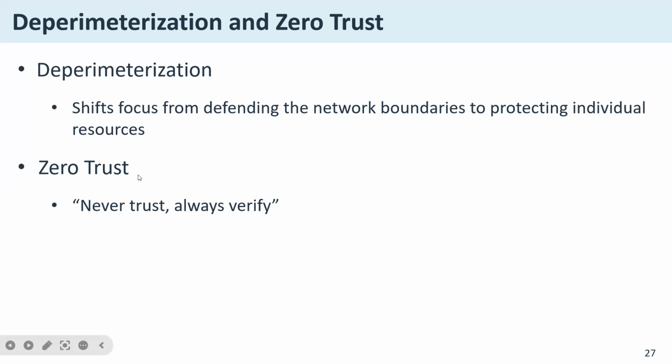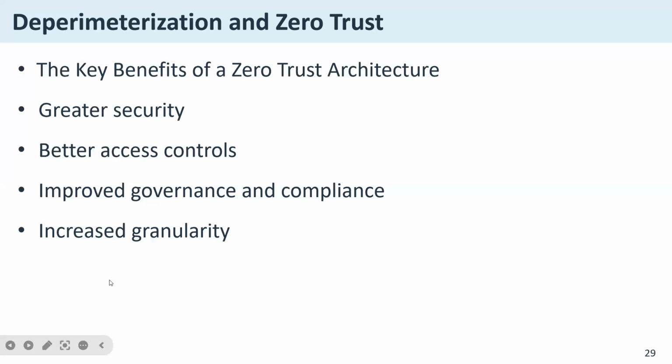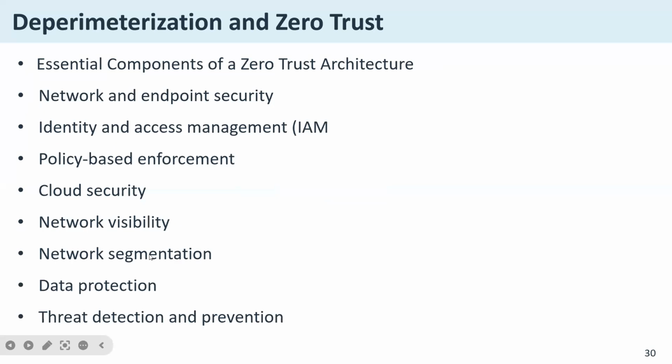So in Zero Trust, we're saying never trust anybody, just make sure you authenticate. You can have level 1 authentication, level 2 authentication, level 3 authentication, like that. You can use a password, an OTP, iris verification, or fingerprint. You want to always verify. You have this in cloud, remote work, mobile systems, outsourcing and contracting, and it is also adapted in wireless networks. Same thing applies to all of these points. These are adaptations or implementations of deperimeterization and Zero Trust.